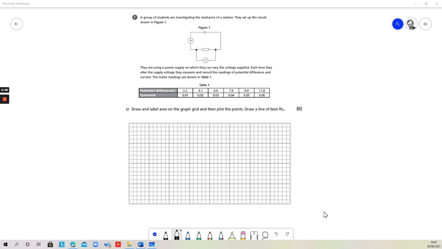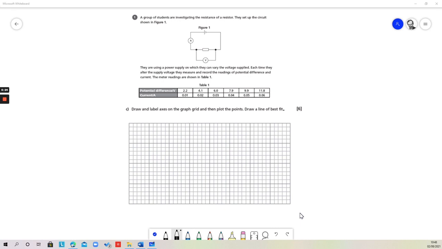In this question here, we're being asked to use some data that's been gathered from an experiment and to use this to produce a graph. And the first thing we need to do with the graph is to sort out axes. We need to calibrate and label these axes, then plot the points, and then draw a line of best fit.